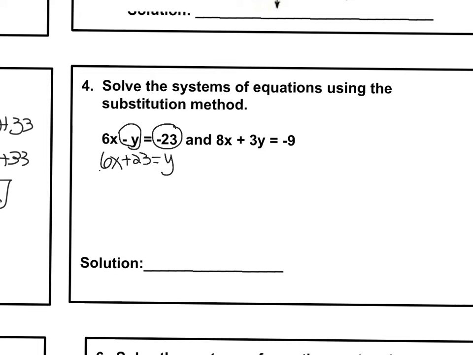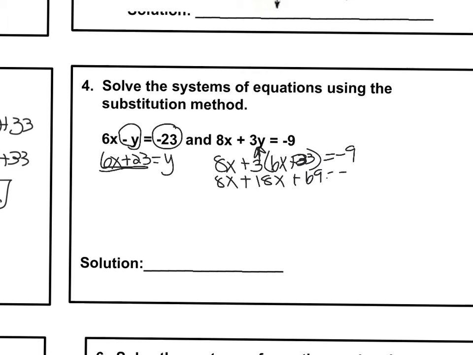All right, so now I'm going to take this. It says that 6x plus 23 is y. So I'm going to replace this y with 6x plus 23. So 3 times y becomes 3 times 6x plus 23. Equals negative 9. So 8x plus 18x plus 69 equals negative 9.